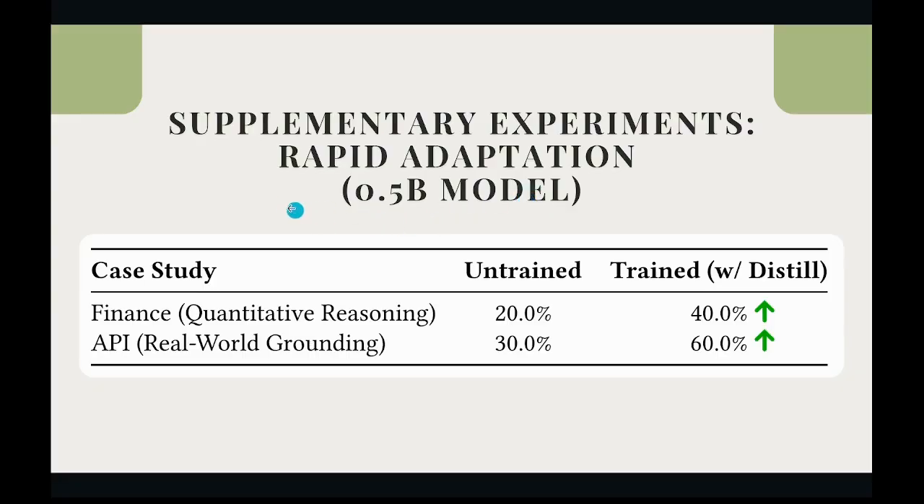Furthermore, to demonstrate the flexibility of our framework, we rapidly adapted a compact 0.5B model to two entirely new tasks. Using only knowledge distillation, both the finance and API agents achieved substantial performance improvements. This highlights ToolBrain's efficiency for rapid specialization, even with small models and minimal training overhead.